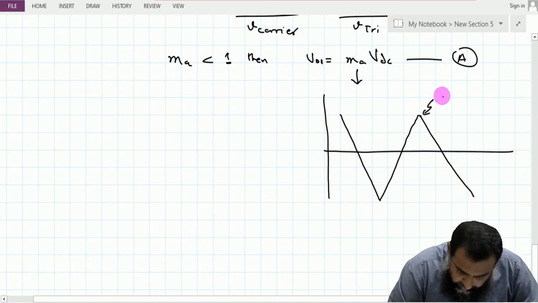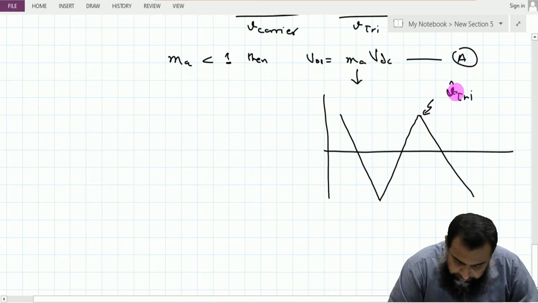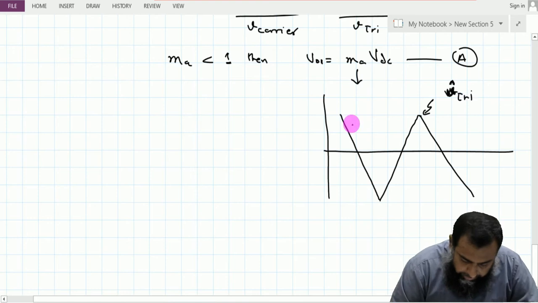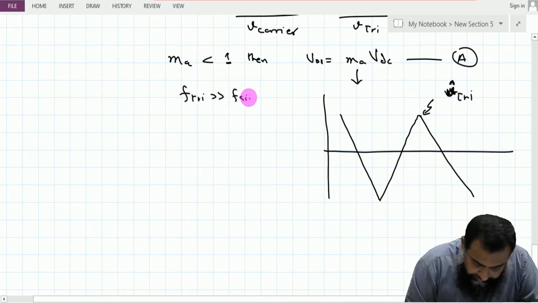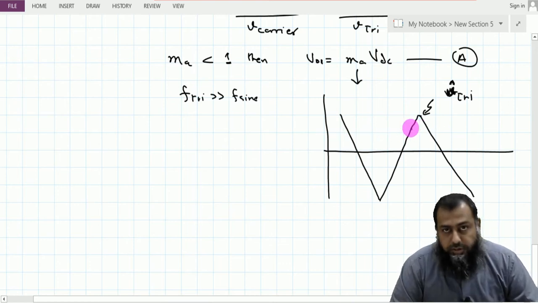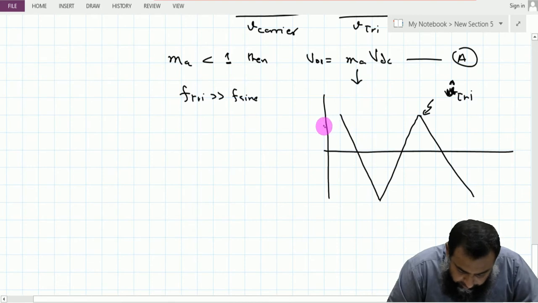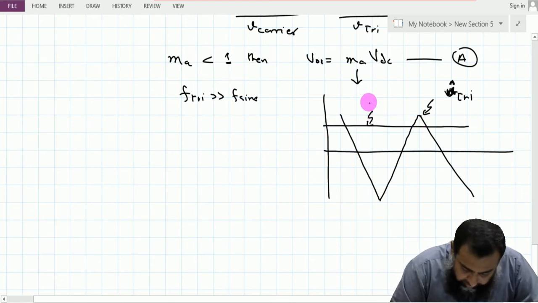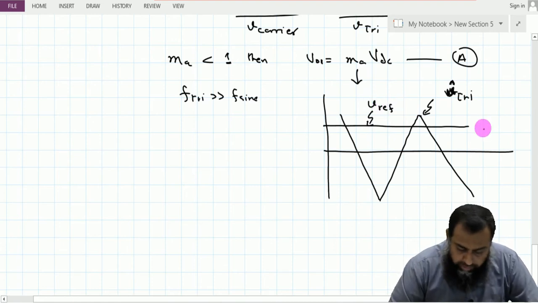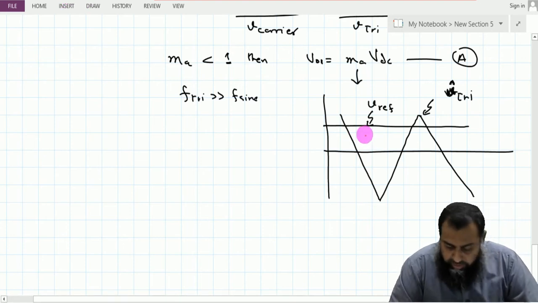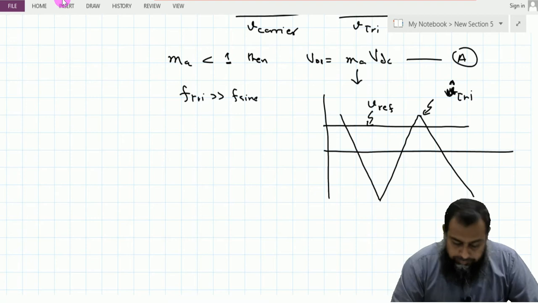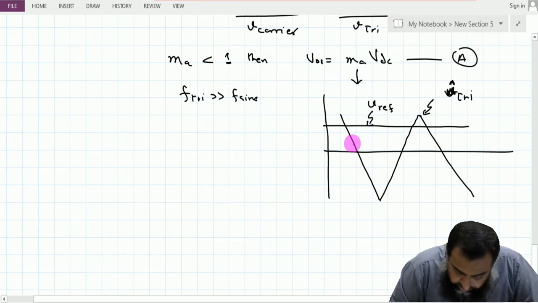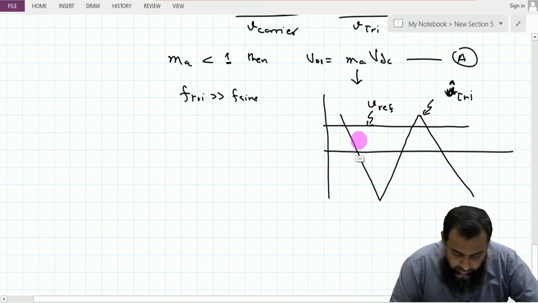So this is the peak V triangular. Let us designate it with this hat, V triangular. Because the switching frequency of this triangular waveform, F triangular, is greater than F sine, for a very small portion of this triangular waveform, the sinusoidal waveform will look like a straight line. So this is the V reference, or the V sinusoidal waveform. Now if we compare these two waveforms, if the sine wave or the reference waveform is greater than the triangular waveform, then we have the output voltage equal to the VDC. So from this duration to this duration, we have the output voltage equal to the VDC.